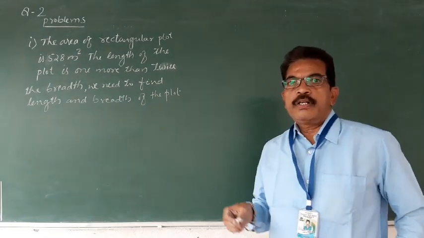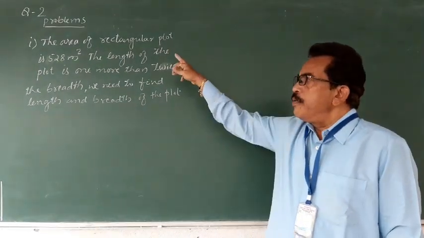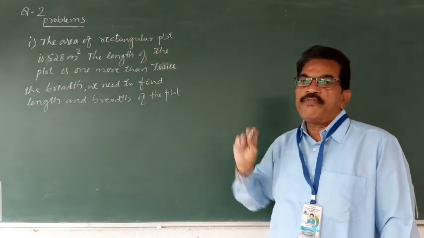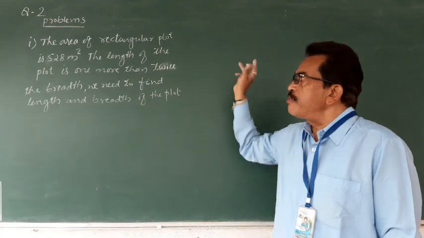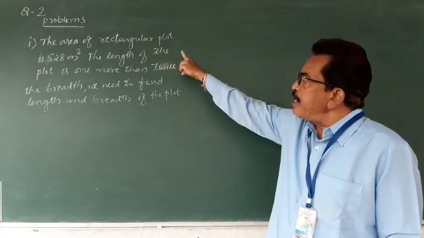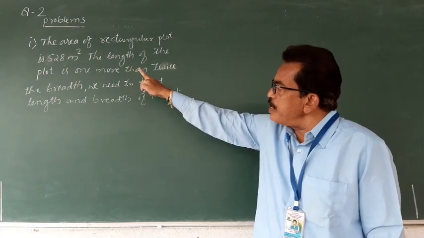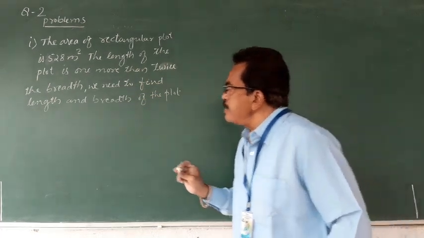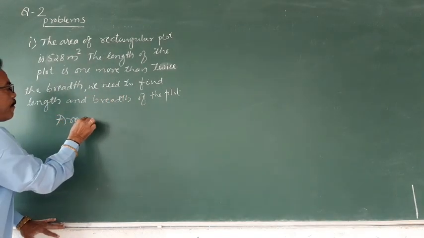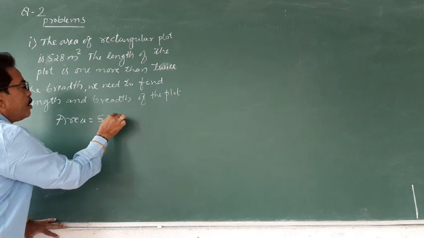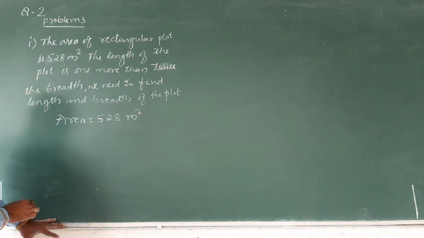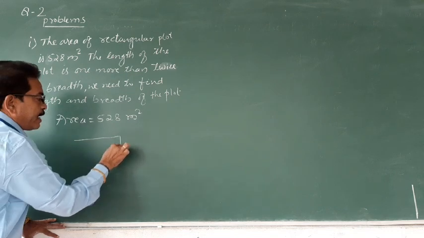My dear students, today we will continue the second problem of the first exercise in the chapter quadratic equations. See, the area of a rectangular plot is 528 square meters. Area is given. How much? 528 meters square.